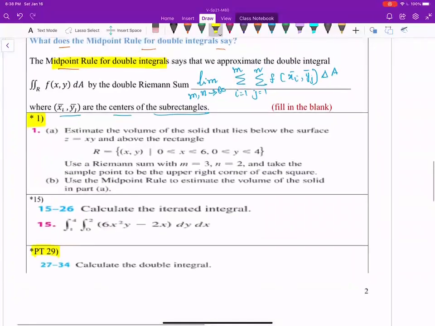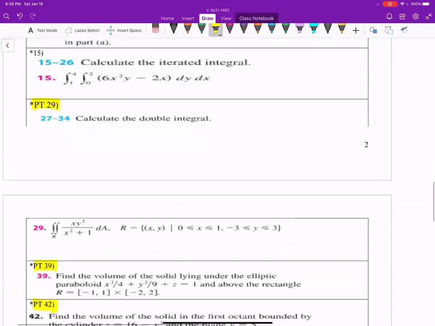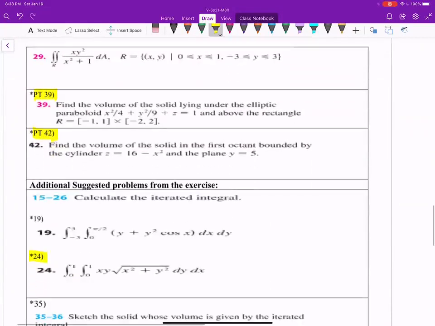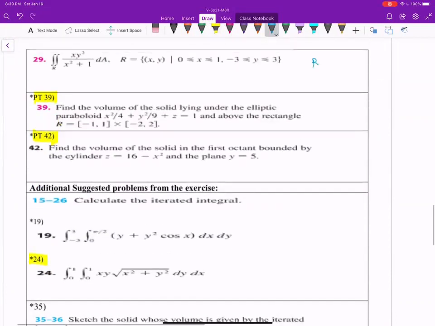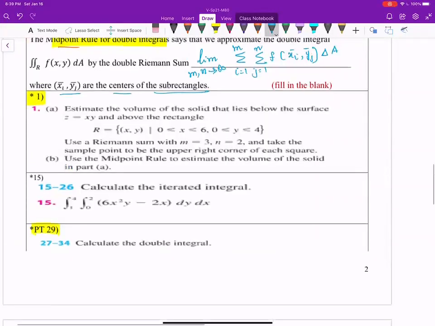And in the section videos for this section 15.1, I have done the following problems. Problem number 1, problem number 29, problem number 39, problem number 42, and problem number 24. Please refer to the section videos for these problems.